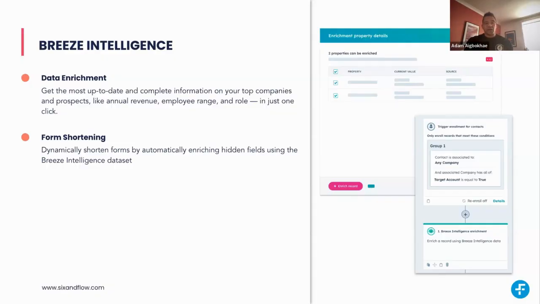And then form shortening as well. This is really good. Basically, it means whenever somebody fills in a form, if HubSpot can recognize the company, it will bring in that data dynamically. So basically giving you more complete data at source, instead of you having to go and spend time and do admin to search and figure out where these data points are.